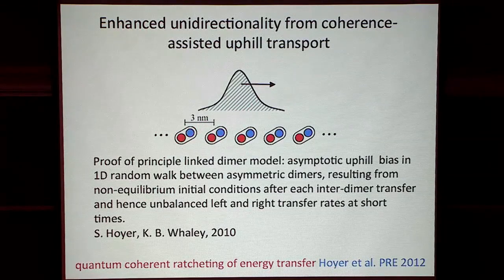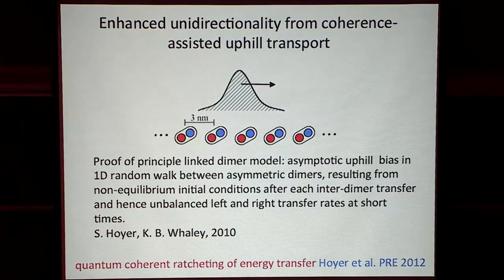Now, if this were a classical random walk on a line, it's the drunken sailor analogy, right? You start at one point, and you should be going symmetrically. The drunken sailor is going to end up at one end of the town or the other end of the town with equal probability by the morning, or maybe flat on the ground somewhere, but with equal probability in both directions. In this case, we find asymptotically that we get an uphill bias in a one-dimensional random walk. The uphill bias means in this direction, where locally we have to go uphill. And we can analyze this and show that the uphill bias results precisely from non-equilibrium initial conditions after each time you go from one dimer to the next dimer.